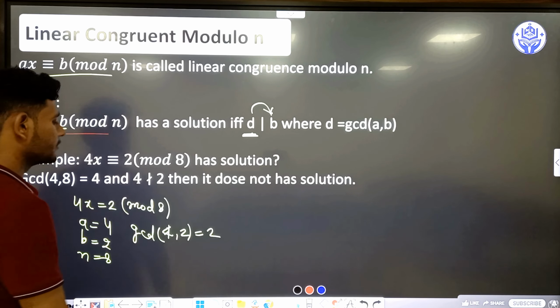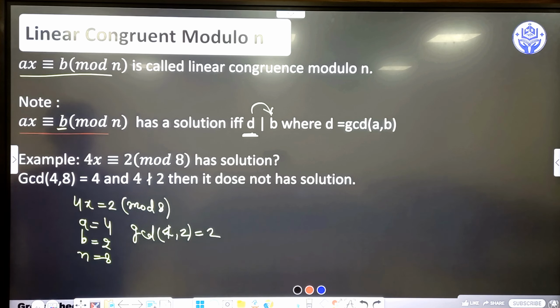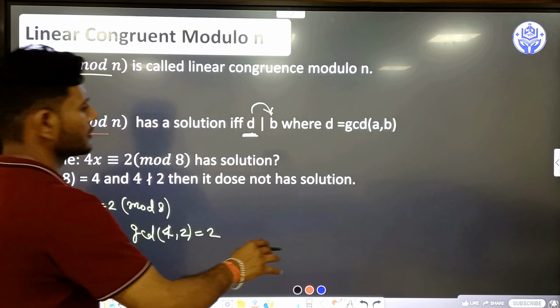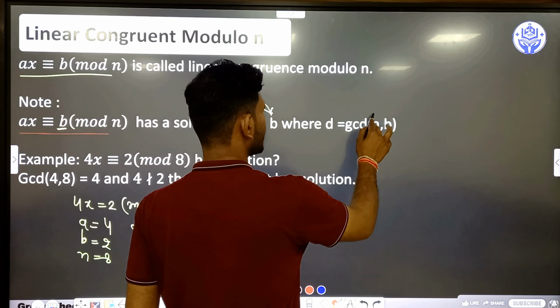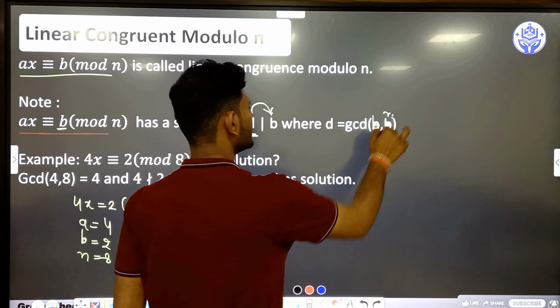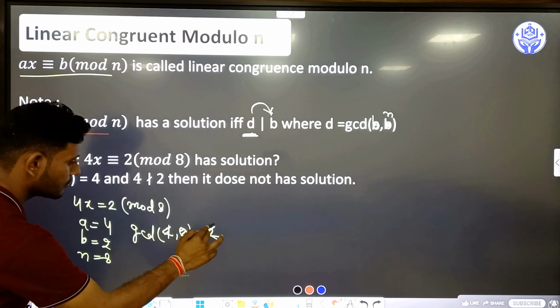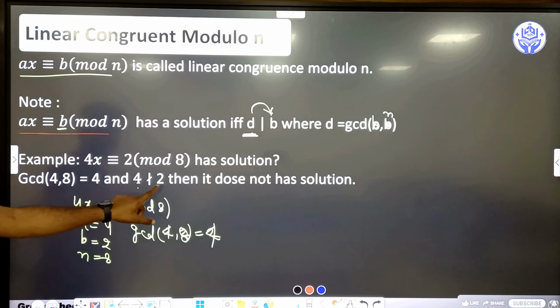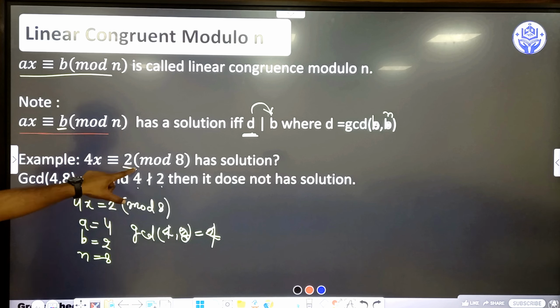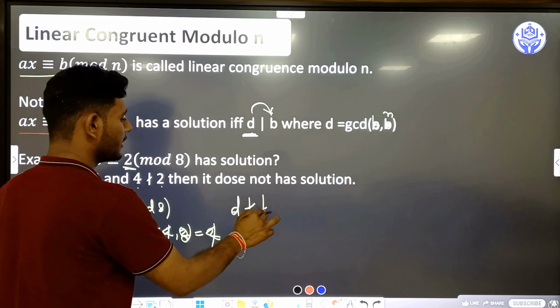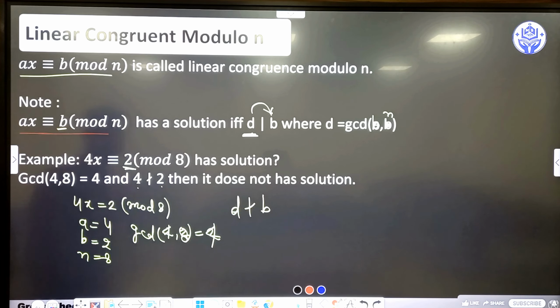Sorry, wait, GCD of b and n, that is 4 and 8, and that is 4. Now here 4 is not dividing this b, it means this d does not divide this b, so it does not have any solution. So now how can we find the solution?